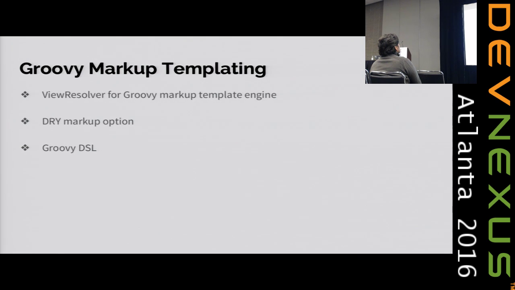We also have Groovy markup templating, and again, that's another option which is out there. If you already have Groovy on the class path, then this gives you a dry markup. You're using a Groovy DSL to write your view, so you're not spelling out all the HTML tags, and that can be attractive because it's a bit like Haml in the Ruby world. That's a similar option on the Java side.